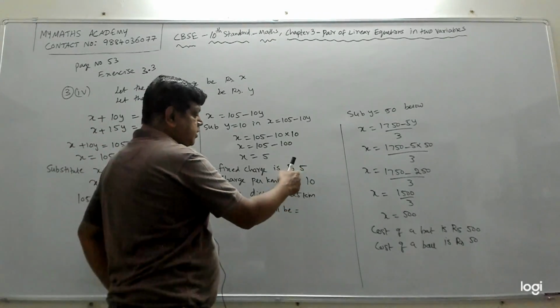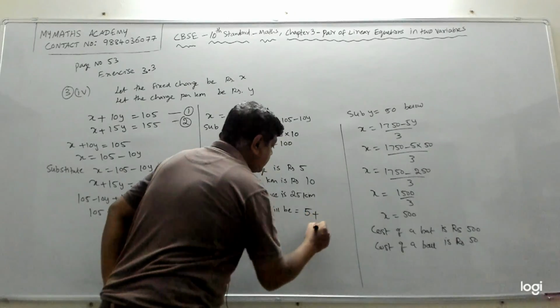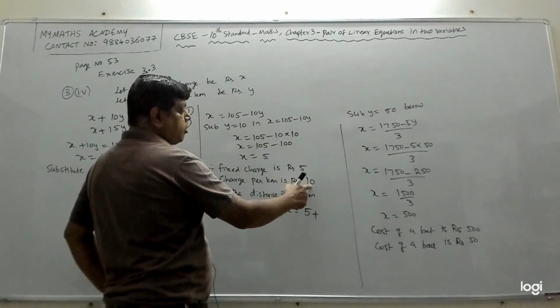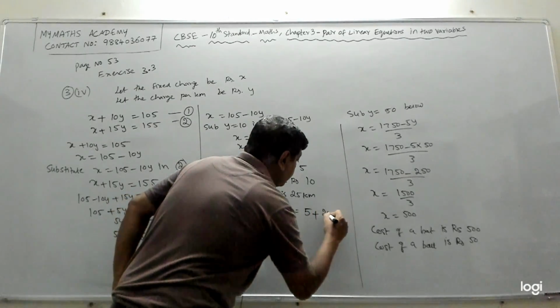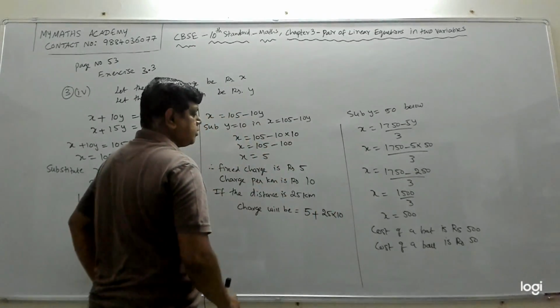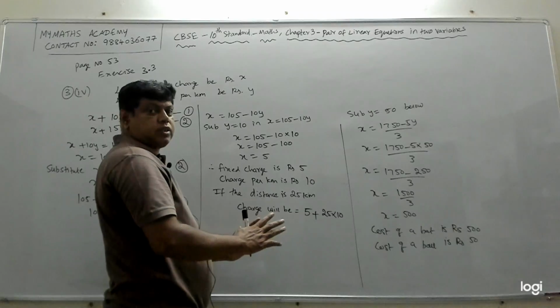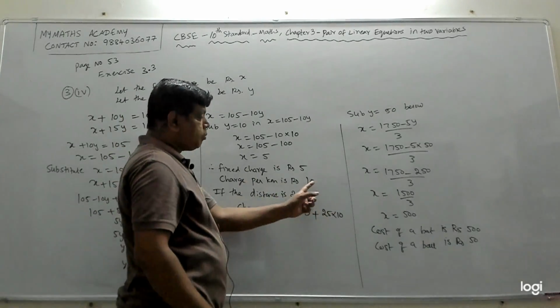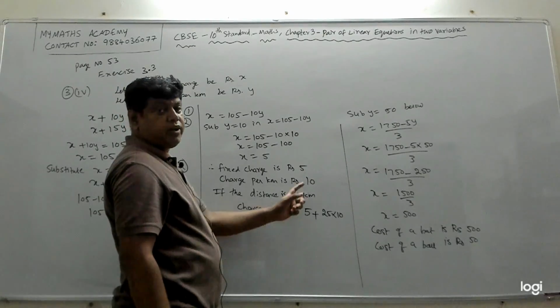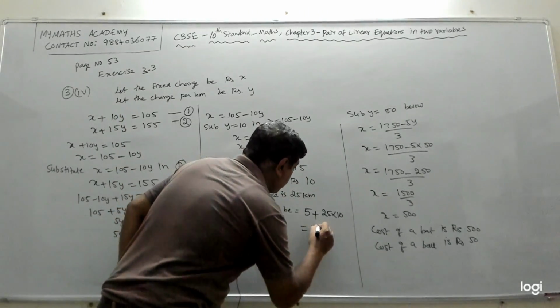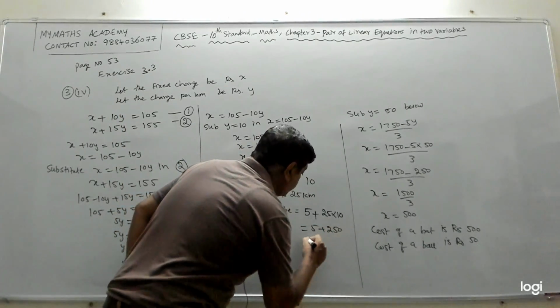First he will pay the fixed charge, which is 5, plus every kilometer 10 rupees. How many kilometers are traveled? 25 kilometers, so 25 into 10. The 5 I anyway have to pay, that is the fixed charge, plus every kilometer 10 rupees. So the answer becomes 5 plus 250, which is 255.